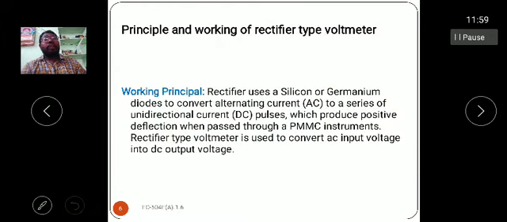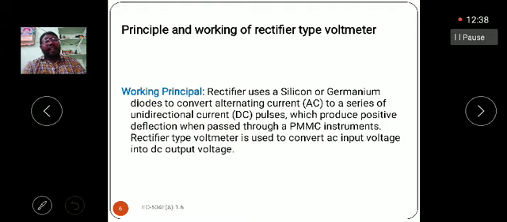Next, the working principle of the rectifier type voltmeter. Generally in rectifiers, we use diodes with forward bias and reverse bias, so a diode acts as a switch. Diodes are made of silicon or germanium, so there are two types of diodes: silicon diodes and germanium diodes.